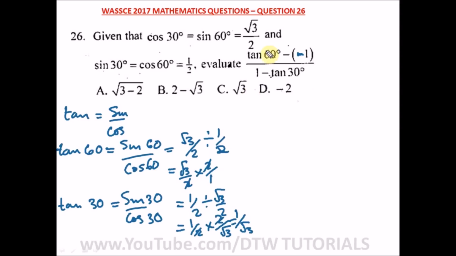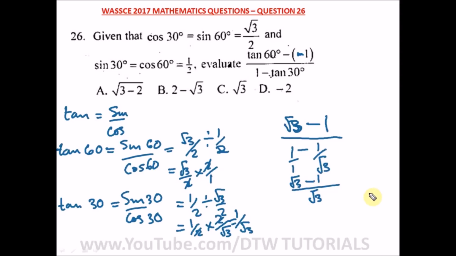So from here, let's put the values of tan 60 and tan 30 into this equation. Tan 60 is root 3, so we have root 3 minus 1, I've removed the negative sign here, remember, divided by 1 minus tan 30. Tan 30 is 1 over root 3, right? So let's look for the LCM here. Our LCM is root 3. So root 3 times 1 is root 3, minus root 3 times 1 over root 3, which is 1.